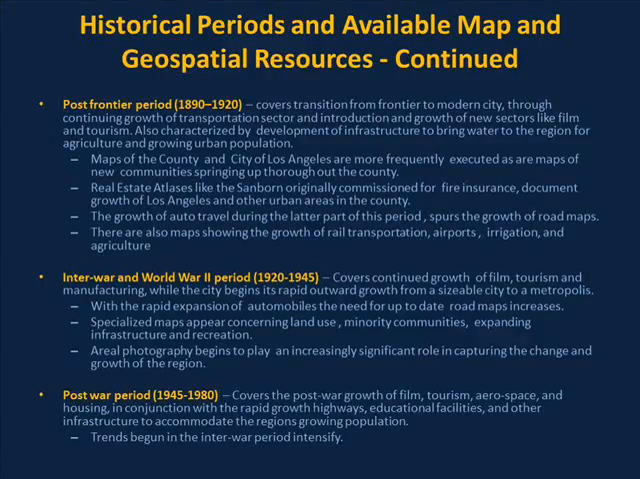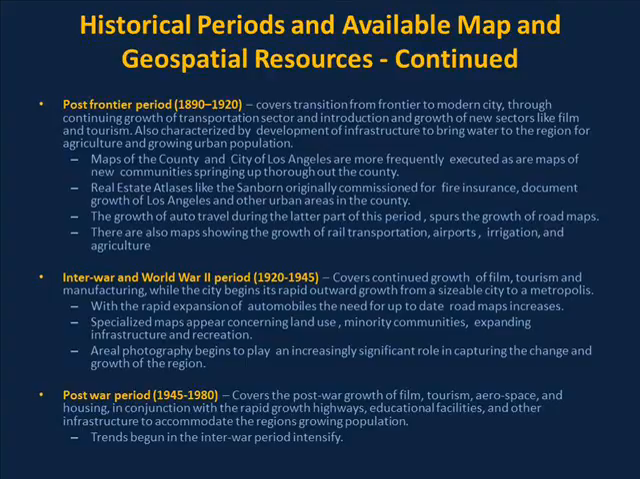The interwar and World War II period, 1920 to 1945, covers continued growth of film, tourism, and manufacturing, while the city begins its rapid outward growth from a sizable city to a metropolis. With the rapid expansion of automobiles, the need for up-to-date road maps increases. Specialized maps appear concerning land use, minority communities, expanding infrastructure, and recreation. Aerial photography begins to play an increasingly significant role in capturing the change and growth of the region.